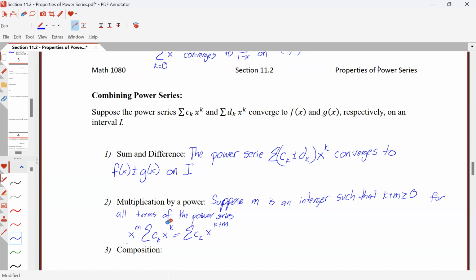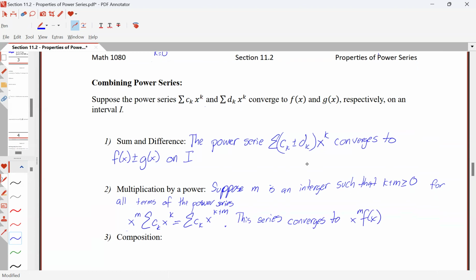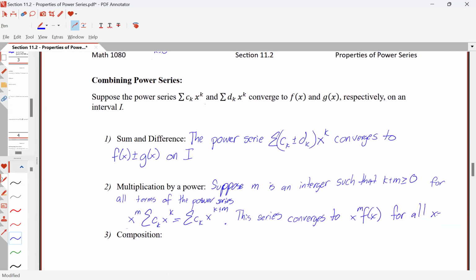This series will converge to x to the m f of x, because the series c sub k x to the k converges to f of x, for all x not equal to 0 in I, and it will converge to the limit as x goes to 0 of x to the m times f of x when x equals 0. So the interval stays the same.